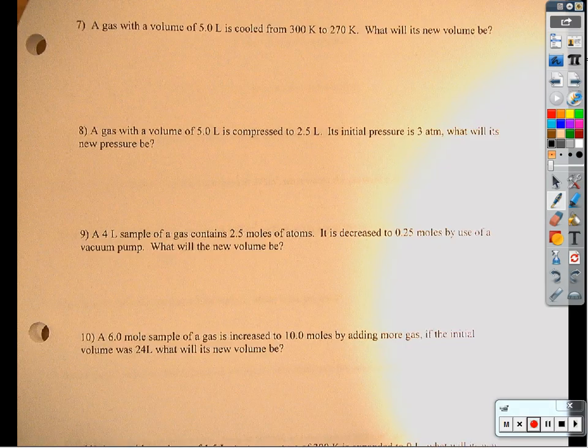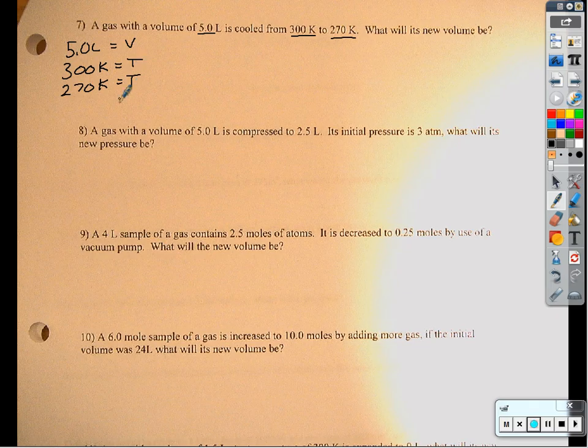These are some of the practice problems that I gave you to do for homework, for practice on this stuff. This is from the mixed set of math problems, so it doesn't tell us what law we're working with. We have to figure that out for ourselves. To do that, we have to look at what these numbers measure. We have 5.0 liters, 300 Kelvin, 270 Kelvin. Well, we know liters measure volume, and we know Kelvin measures temperature.